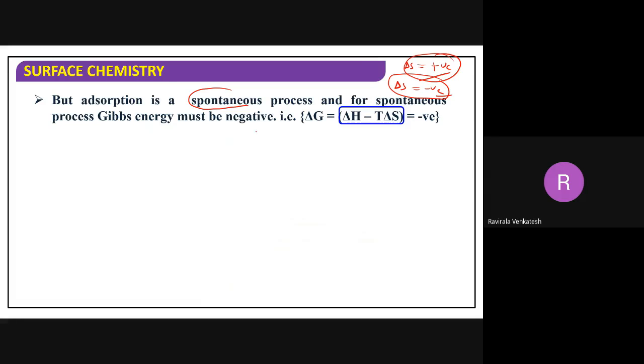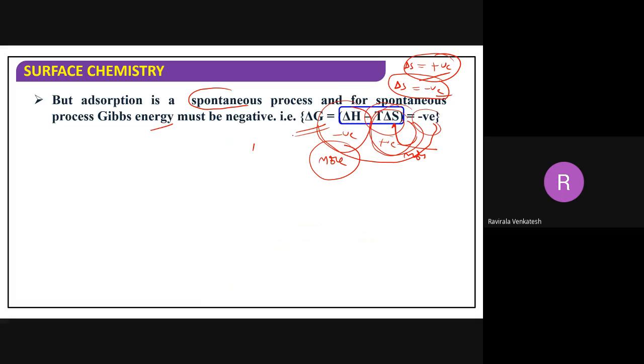Why? Because when you take the Gibbs energy from 11th class, delta G is equal to delta H minus T delta S. Now substitute your delta S value here. The delta G you are going to get will be negative. Because in this process, delta S is negative, so minus T into negative delta S becomes positive. Of course delta H will be negative, but if this positive value is more, definitely delta G will be negative.